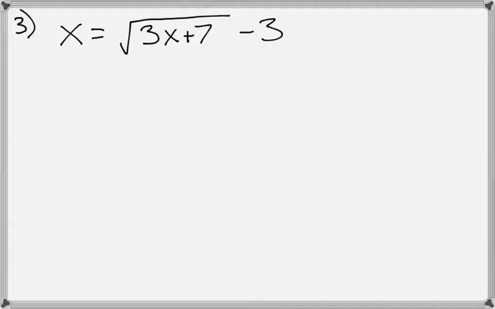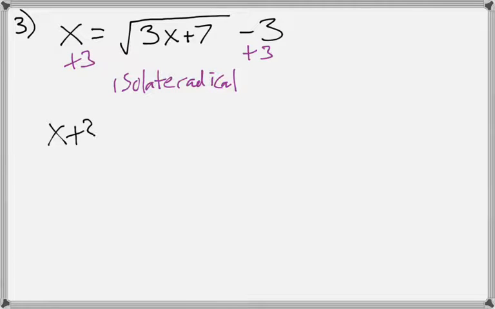On number 3, my first step is going to be to isolate the radical. So I want the radical to be the only thing that's on that side. So I'm going to add 3 to both sides. So this will be x plus 3 is equal to square root of 3x plus 7.